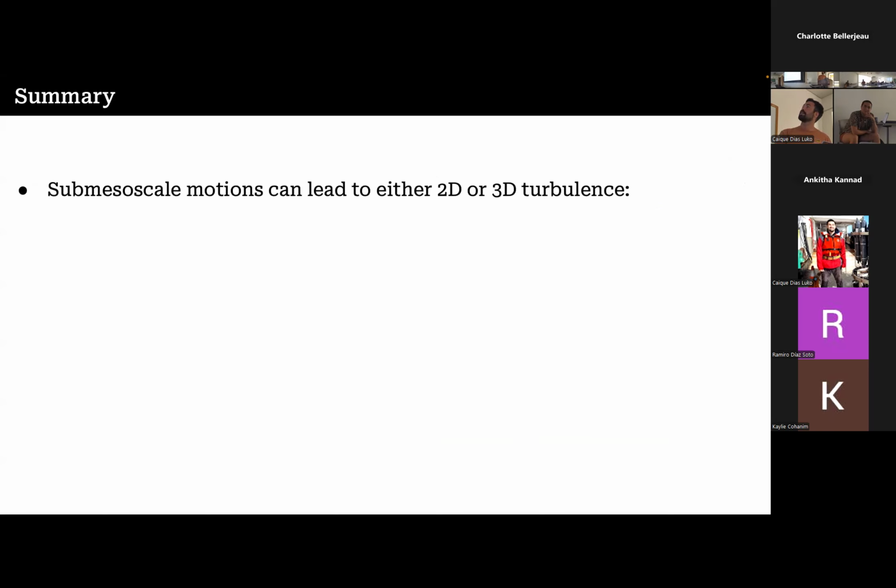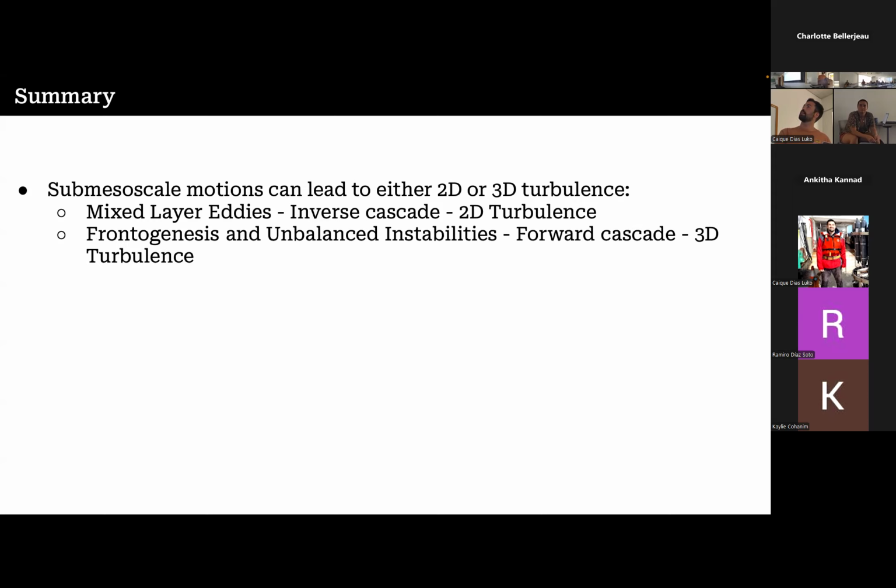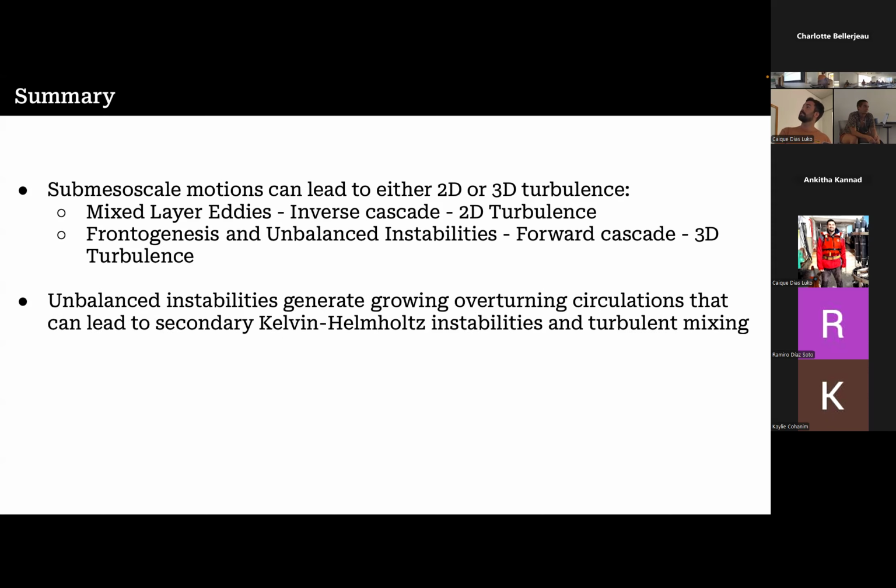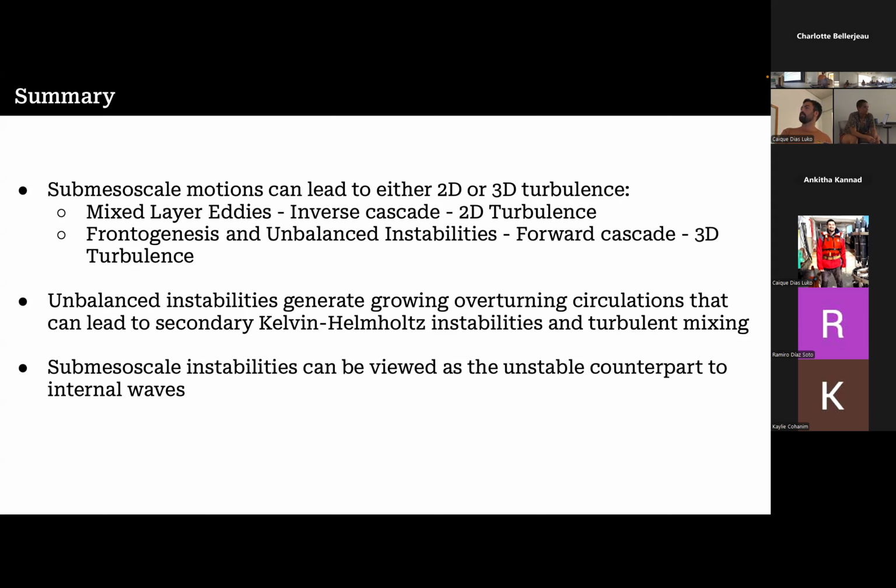And to summarize, some mesoscale motions can lead to either 2D turbulence or 3D turbulence. Mixed layer eddies, the mesoscale eddies, contribute to 2D turbulence, merging of eddies into bigger eddies. And then frontogenesis and unbalanced instabilities can lead to the forward cascade and turbulence. These unbalanced instabilities are going to generate KH and mixing, and they can be viewed as the unstable counterpart to internal waves. So this was a very quick introduction to some mesoscale stuff. Sorry about all the math, but it's all in the drive if you want to take a further look at that.